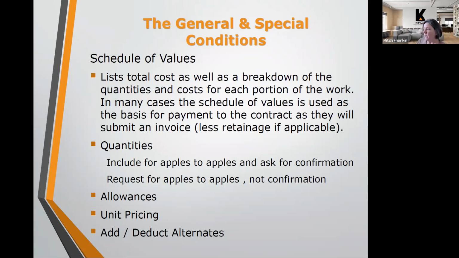And then unit pricing is the section of the bid form where those are items that may be encountered. They may be unforeseen items that are typically encountered during a project.